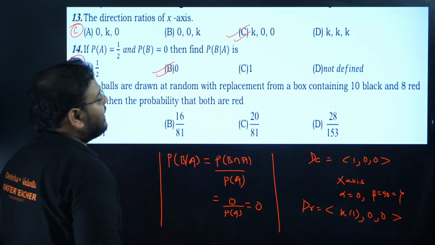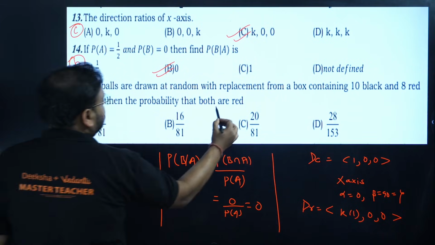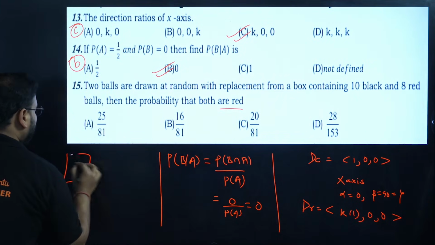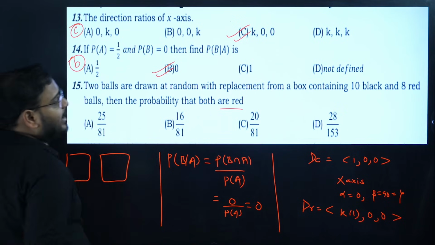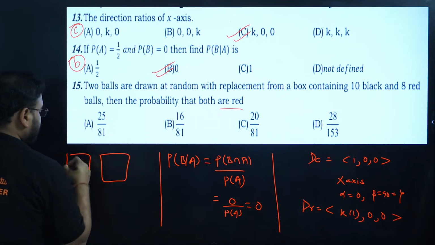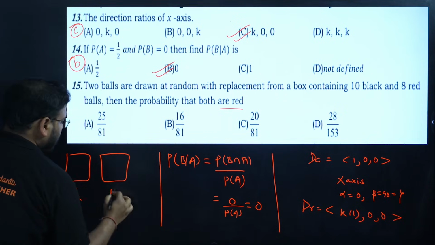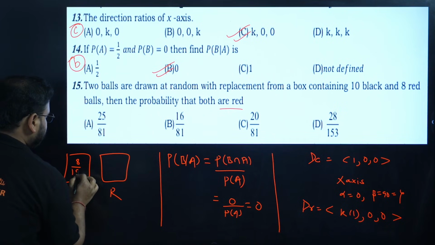10 black and 8 reds are there. I'm looking for both to be red. So we have 2 balls taken out from the set of 18 balls. Okay, so first to pick a red, we want both to be red only. I'll get here 8 by 18 for the first one.